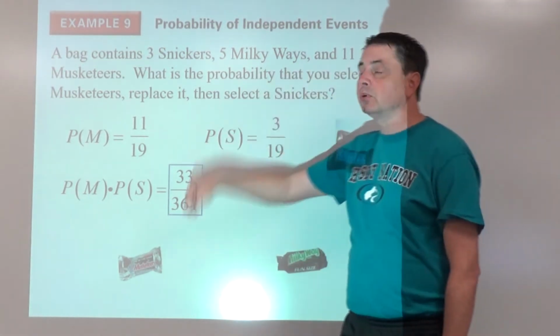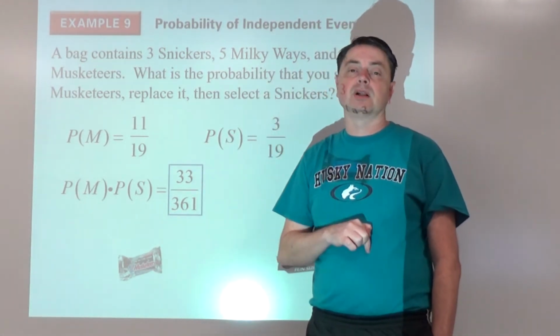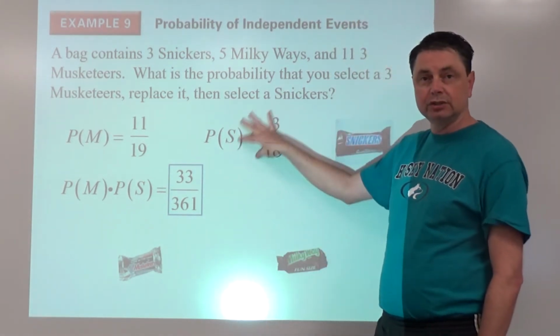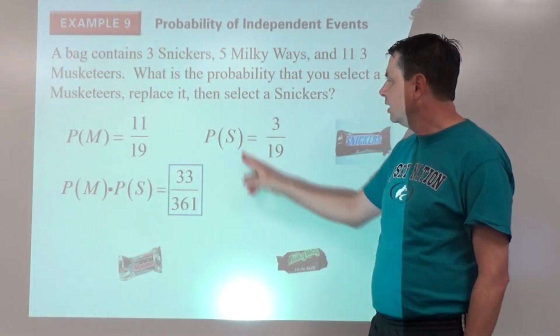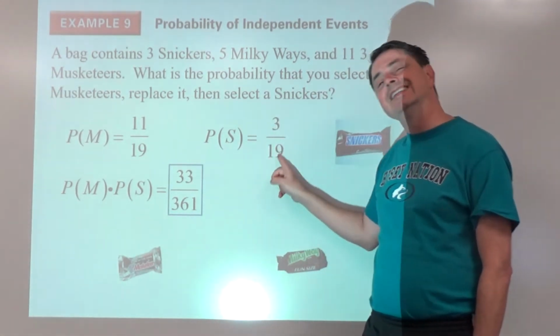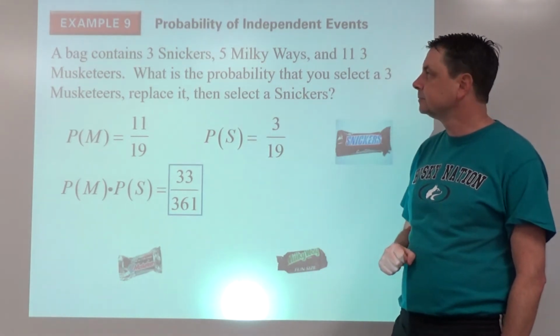Now, if we didn't put it back, then the second probability is dependent, and this part would change. We'll still be able to multiply them together, but this second probability is going to change because there are no longer 19 candies in the bag.